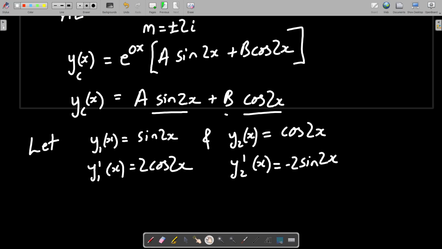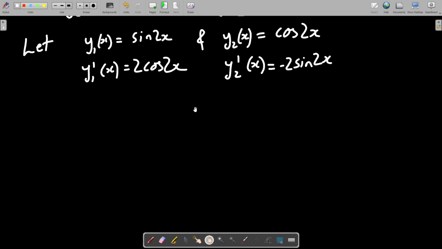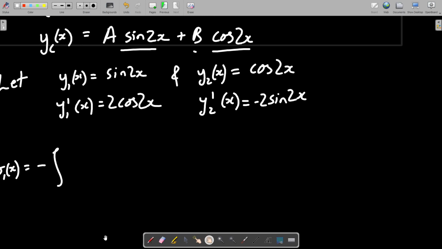Okay, so this is the thing. We don't have to consider the system of equations, sorry. We can directly write this down. We don't have to solve that system. What is going to be v1 of x? This is going to be minus integral of r(x). Oh, I didn't write down what r(x) is. r(x) over here is equal to tan 2x, the right hand side.